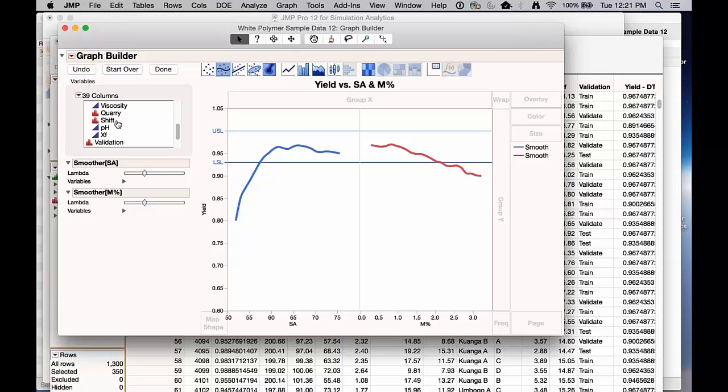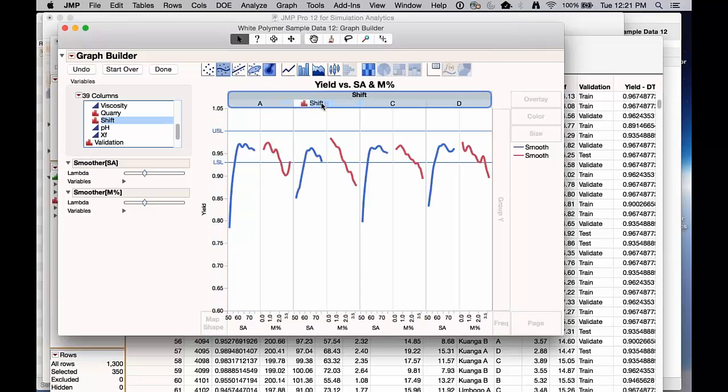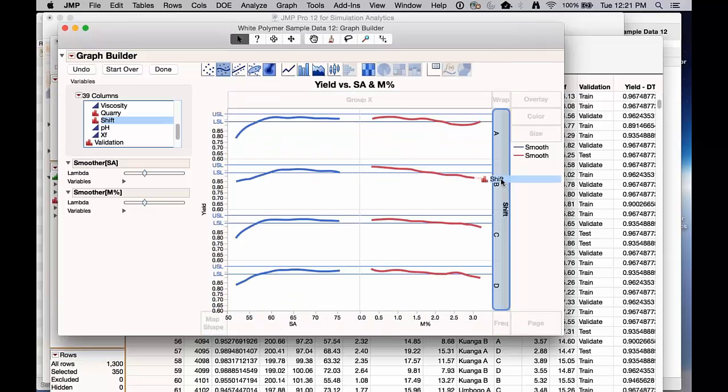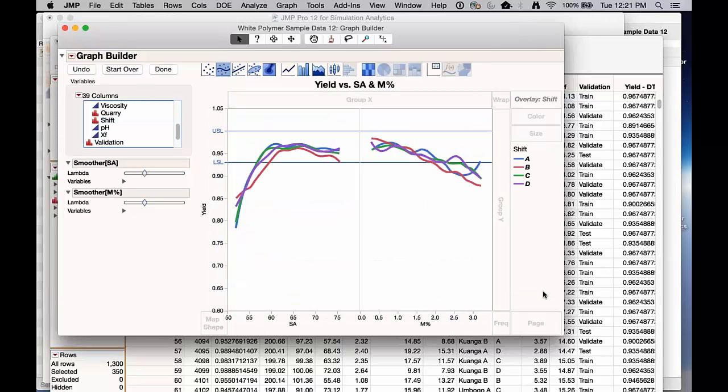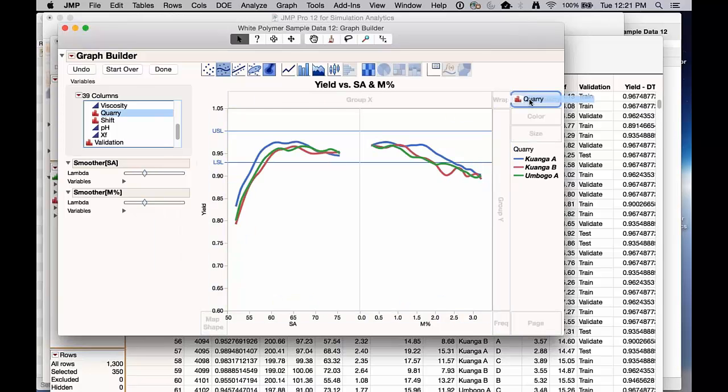That's kind of interesting. Well, what does shift have to do with it? Maybe I can put shift as a grouping variable on the top, on the bottom. I can wrap by it. Maybe I can just overlay it and see if there's any difference I'm seeing by shift in respect to slurry amp and modifier percentage. Not seeing it there. Maybe I'll look at Corey the same way and see if they're holding the same relationship. So this is just very easy to go and visualize.